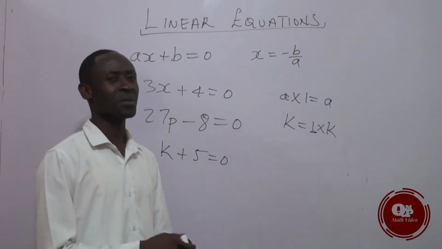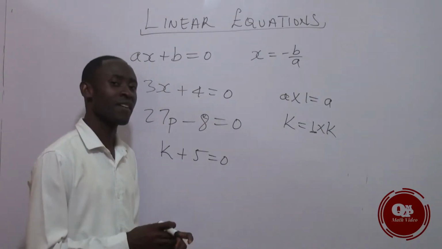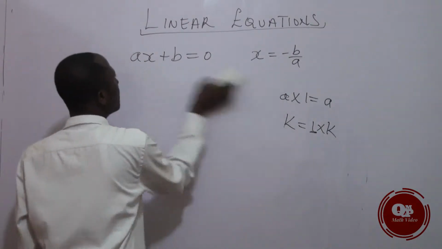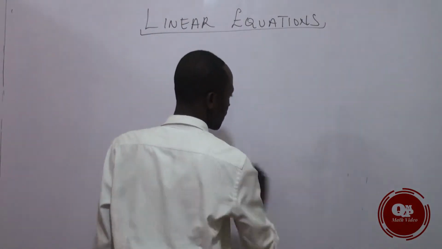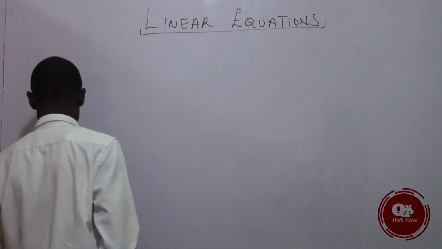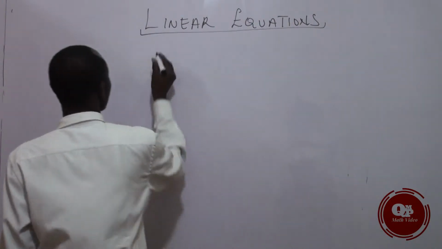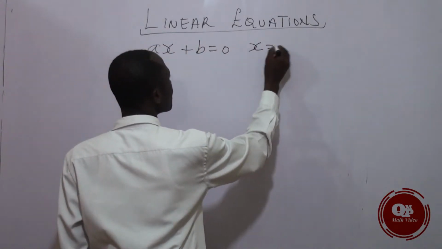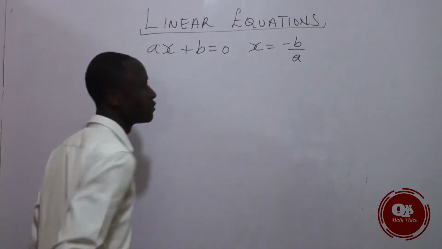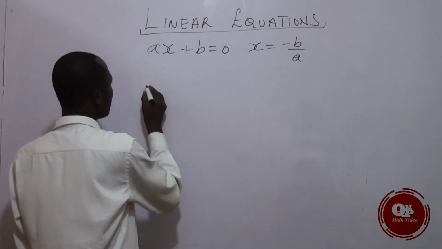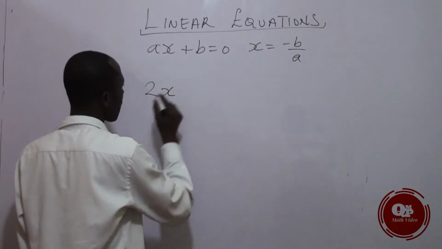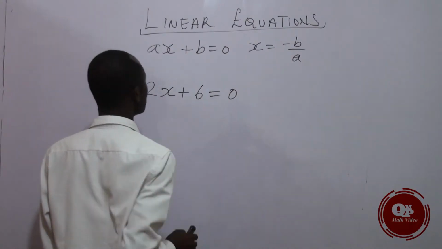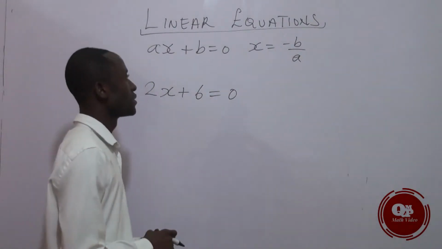But how do you solve linear equations? That is going to be our final objective: solving linear equations. Ax plus b is equal to 0, with a solution negative b out of a. Well, let's have this example. We have 2x plus 6 is equal to 0.